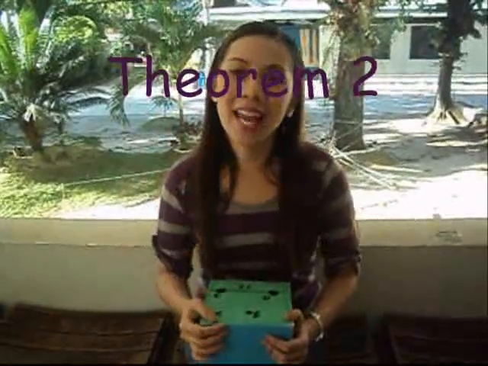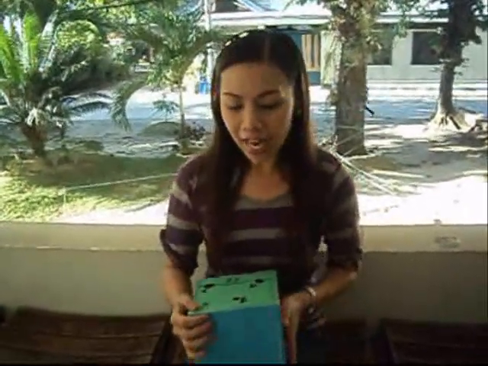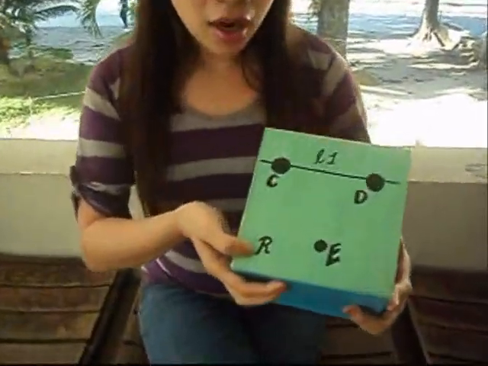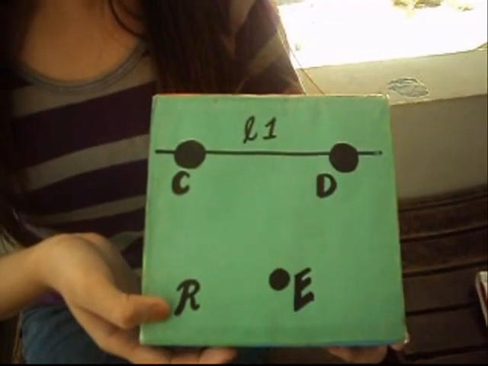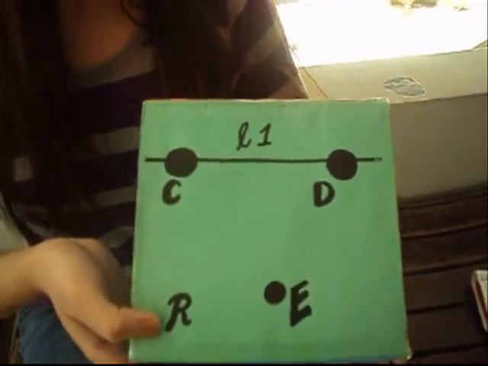Theorem 2. A plane can be determined by a line and a point not on it, two intersecting lines, and two parallel lines. I have here a cube. We will use this one to prove Theorem 2. With our plane R, we will determine if a plane should have a line and a point not on it.